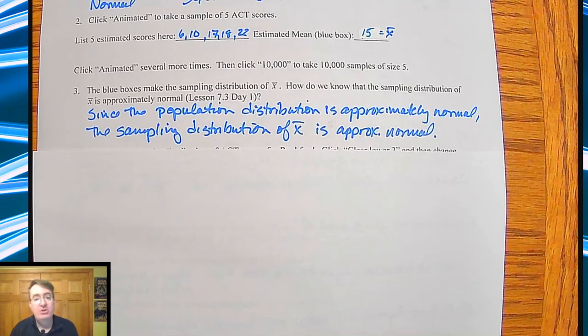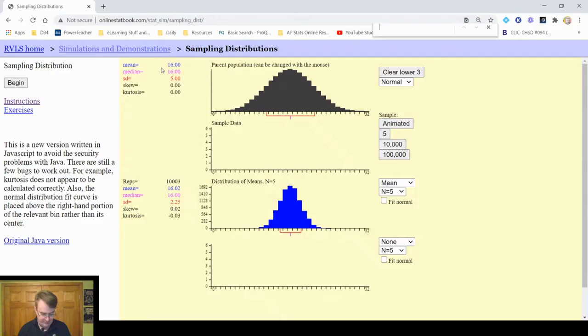Since the population distribution is normal, then we know that the sampling distribution of X bar is also going to be normal. So again, not super surprising. Now the next thing that they have you do is the Rockford High School, and we're going to change this.